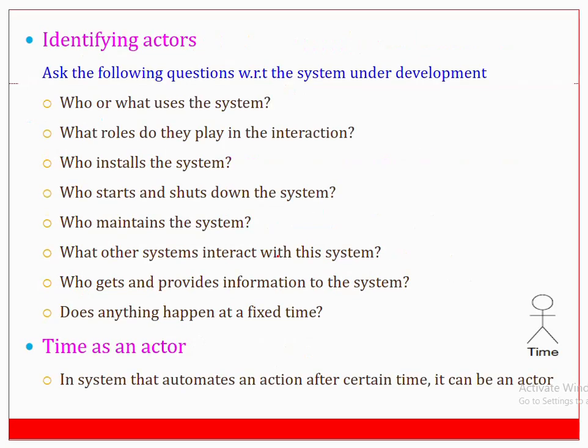To identify the actors, we ask questions such as who uses the system, who installs or maintains it, which external systems communicate with it, and are there any time-based events that trigger system activities. Remember students, even time can be an actor. For automated missions, you can specify time as a separate actor. Answering these questions helps us to identify all the users and external entities interacting with the system.